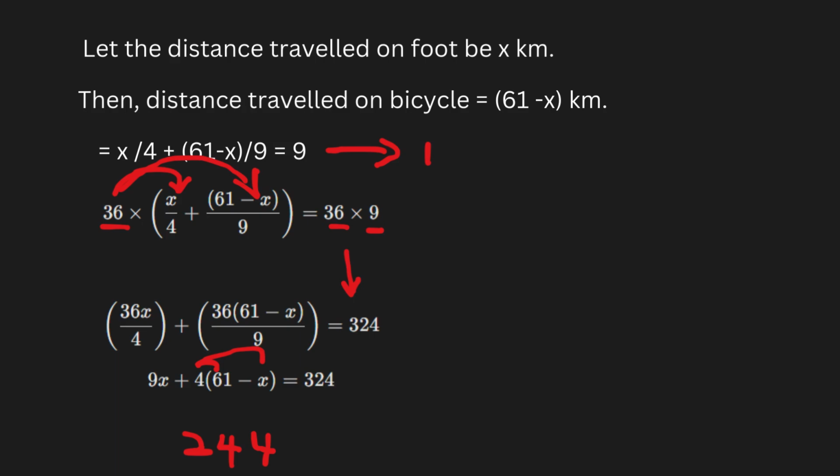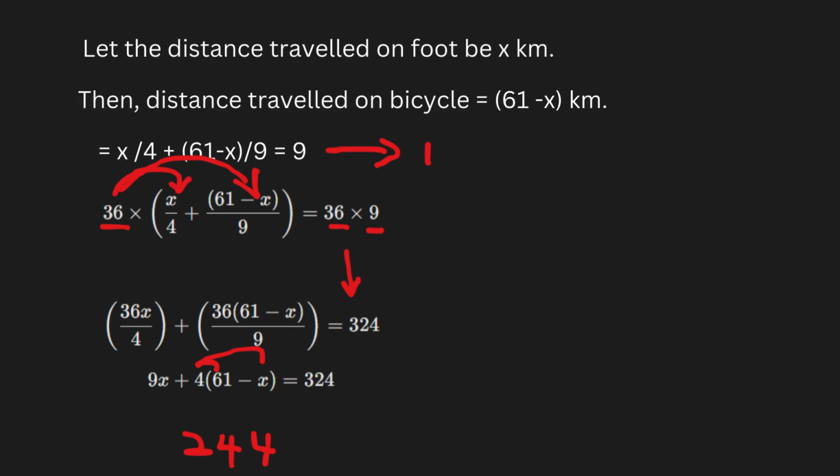We are given speed on foot is 4 km per hour. Speed on bicycle is 9 km per hour. The total time taken is 9 hours. Since we all know time is equal to distance by speed, the time taken on foot is x by 4 hours. The time taken on bicycle is 61 minus x by 9 hours. Since the total time is 9 hours, we can form this equation: x by 4 plus 61 minus x by 9 is equal to 9.